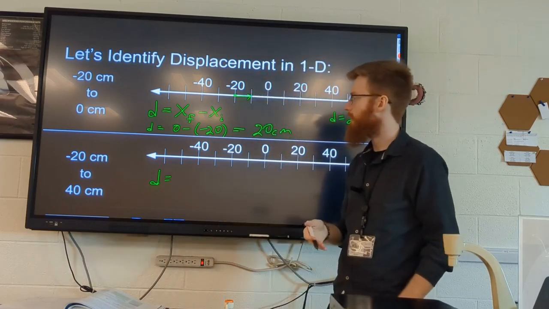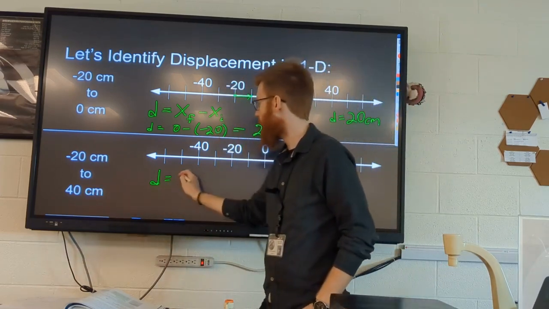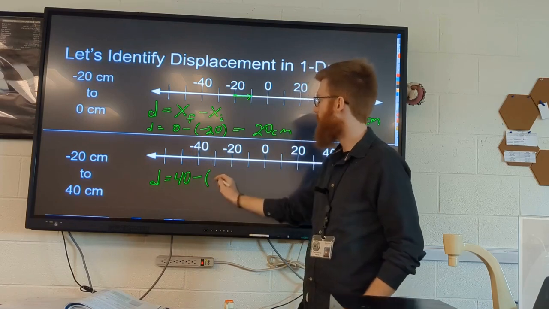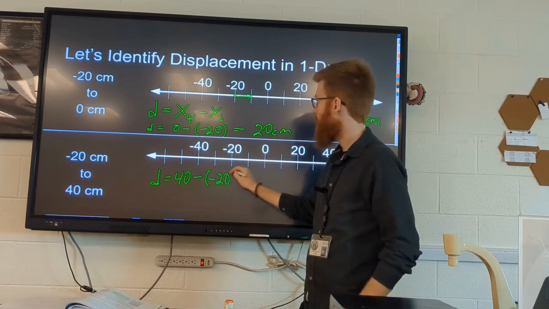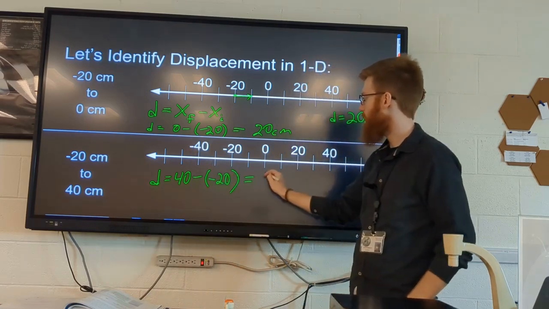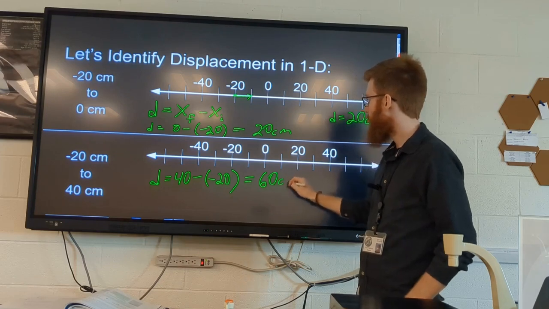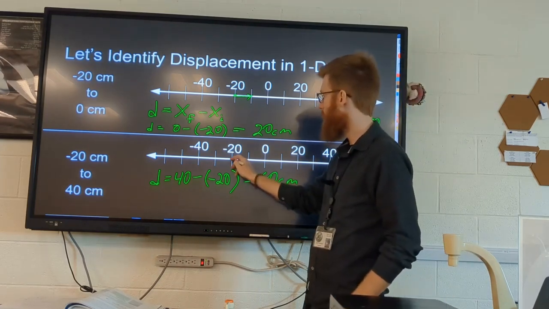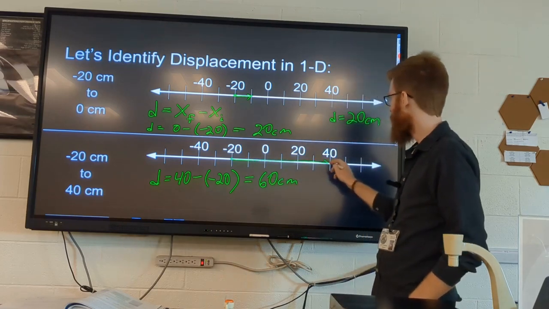I'm just looking for my displacement. I know my final position is 40 minus my initial position of negative 20. That would give me 60. So I traveled 60 centimeters in the positive direction. I went all the way from here, all the way to over here.